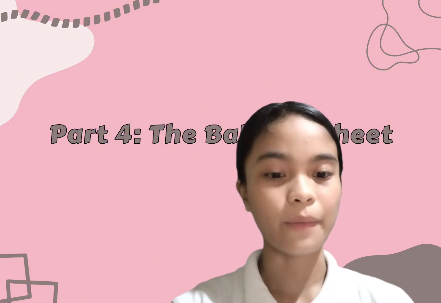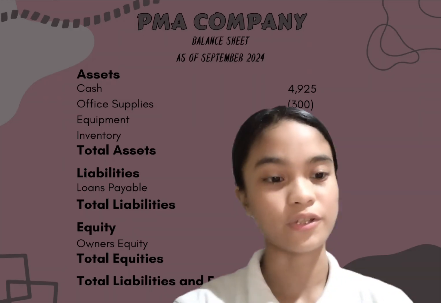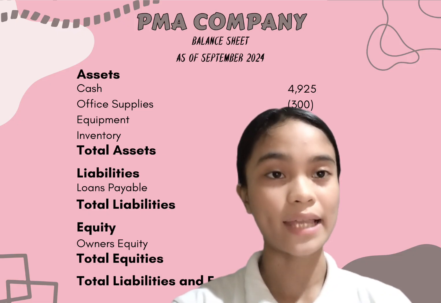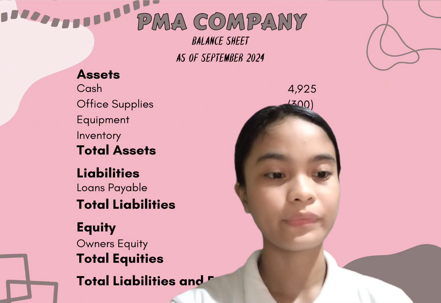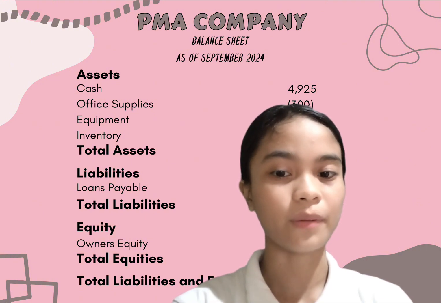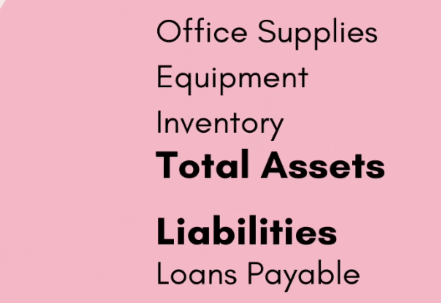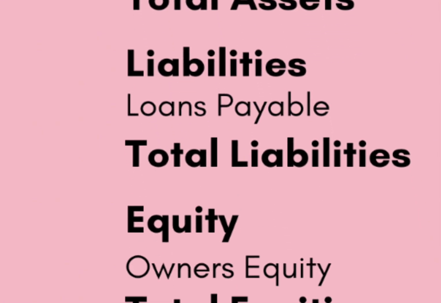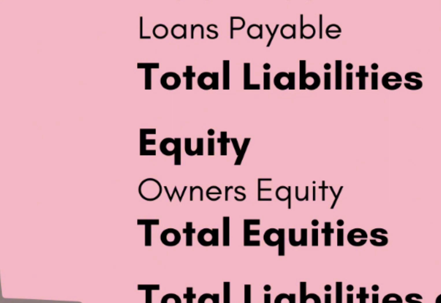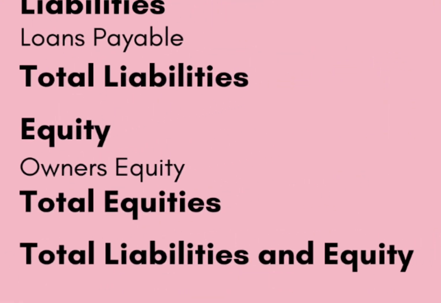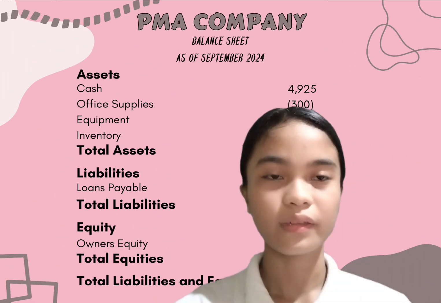Finally, let's create a balance sheet to summarize our financial position. A balance sheet shows your assets, liabilities, and capital at a specific point in time. We'll use the final figures from our transaction log. You have to make sure that you've totaled all the transactions before creating your balance sheet. This contains the assets, total assets, liabilities, total liabilities, equity or the capital, the total equity, and the total liabilities and equity. And there you have it.